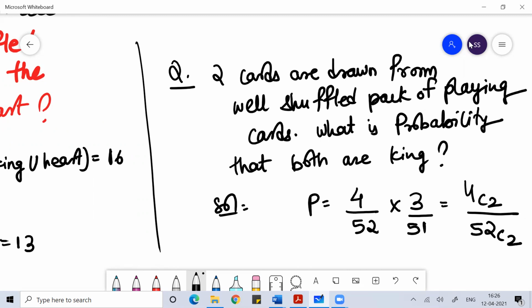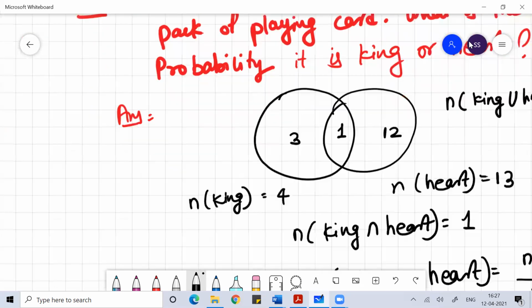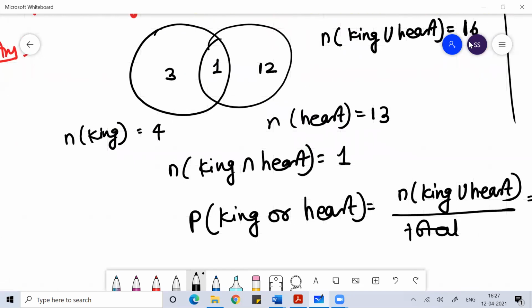So we apply NCR whenever we need to solve the problem. Whenever we are working on probability or permutation and combination, we believe in random experiment. Under random experiment, we work on the concept of combination or random selection. So instead of writing 4 by 52 into 3 by 51, I can write the same thing as 4C2 divided by 52C2. I could have used the concept of C1 here, but it will not make much sense, because instead of 4, I could have written 4C1, and instead of 13, 13C1, because 13C1 is 13, 4C1 is 4.